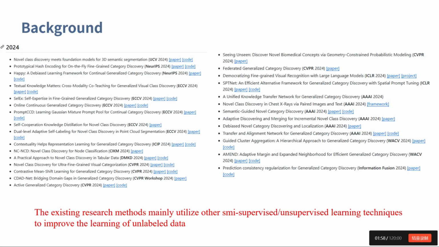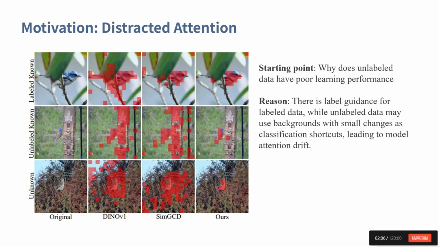However, these approaches largely overlooked an inherent issue: problems within the images themselves. This observation motivated our central question: why does unlabeled data often lead to poorer learning performance? To investigate, we conducted visualization experiments.